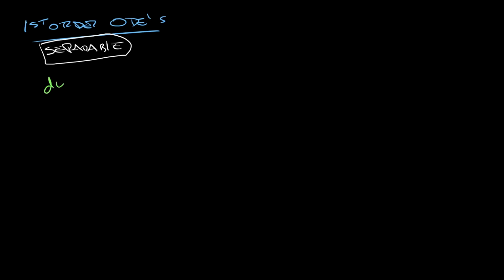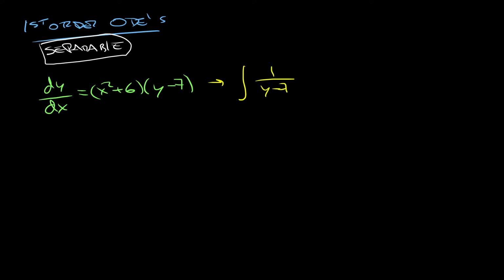So let's say you have dy/dx equals x squared plus 6 over y minus 7. This is called separable because, if you notice, we can have the y terms on one side and the x terms on the other side. So if we are going to integrate, we can have 1 over y minus 7 dy, because all we did was move this term to that side and divide by it, and this is equal to the same thing for this one, so this one goes to the other side.